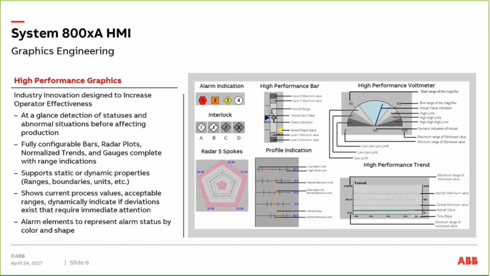As you can see here, we have ones for alarm indication, so that for high-performance graphics the only color indication that's appearing is these. You have high-performance bars where we can show the alarm levels on the bar. We can show normal operation range. We can show the actual input values, be able to change set points. We have a voltmeter, which can display most of the same information. Radars, 5-spoke, 3-spoke, 4-spoke. High-performance trends that allow us to show alarm levels on there, actual values, and multiple grids on the side.